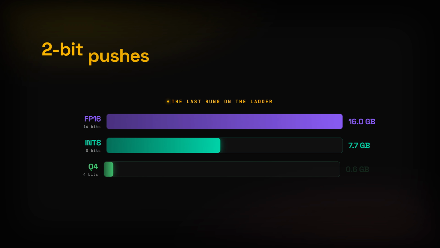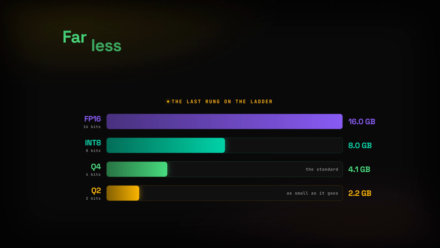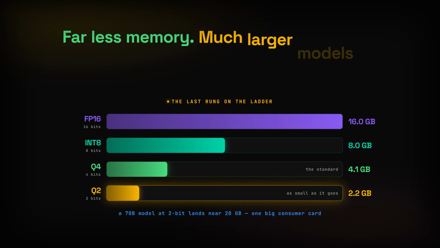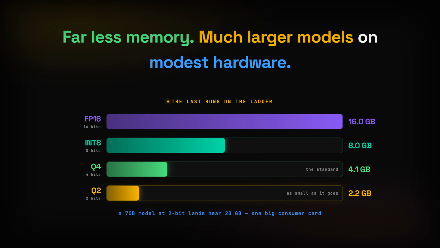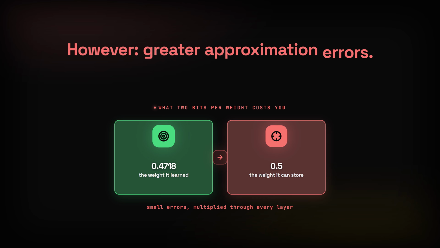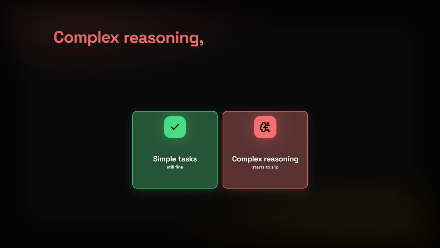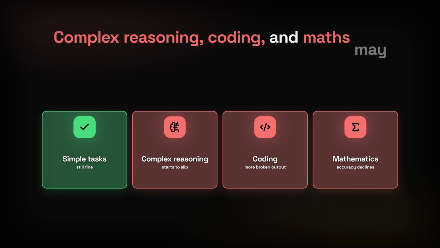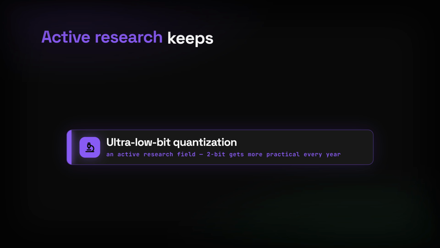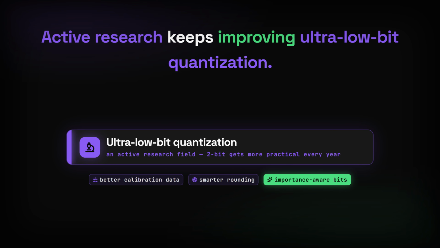2-bit quantization pushes compression to the extreme. Such models require significantly less memory and may enable much larger models to run on modest hardware. However, reducing precision this aggressively introduces greater approximation errors. While some tasks continue to perform well, complex reasoning, coding, and mathematical accuracy may decline. Active research continues to improve ultra-low-bit quantization, making 2-bit models increasingly practical.